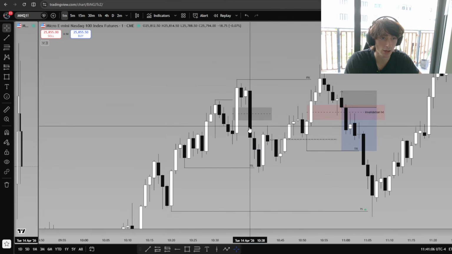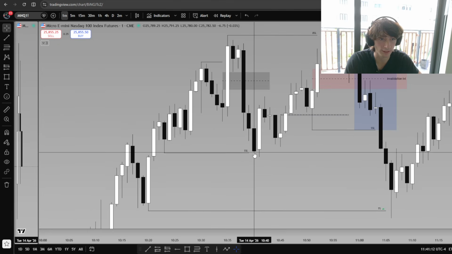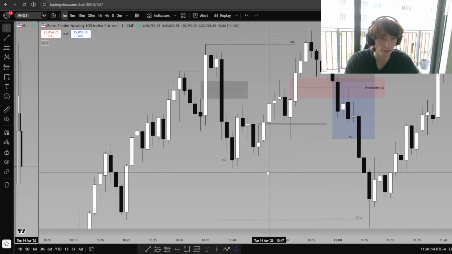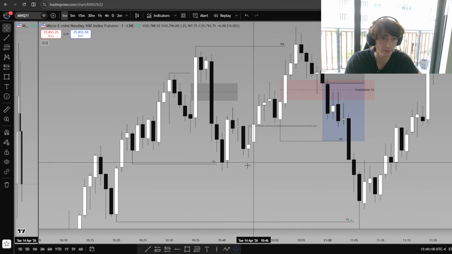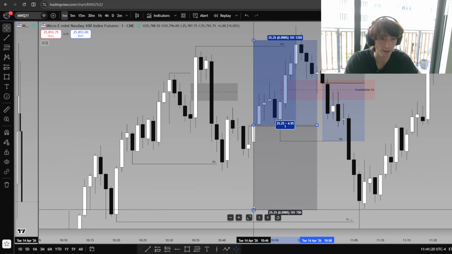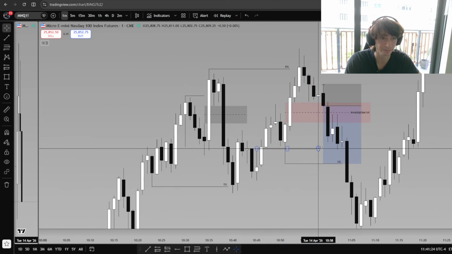We then come down, create internal manipulation at this low. You can see that this candle right here comes down. We sweep out this low, immediate displacement higher, rebalance, displacement. I said this was a valid trade here. Could have taken this right there, super valid.